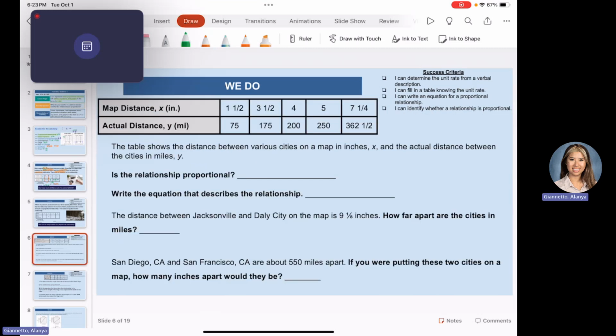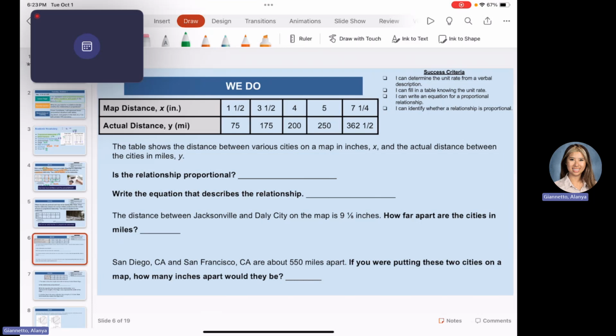Okay, then we have our next "we do" problem. So we have a table again. This time, though, we have mixed numbers. So mixed numbers are fractions and whole numbers, right? So we have 1 and a half. So then we have 3.5. And lastly, we have 7 1/4 and 362.5.